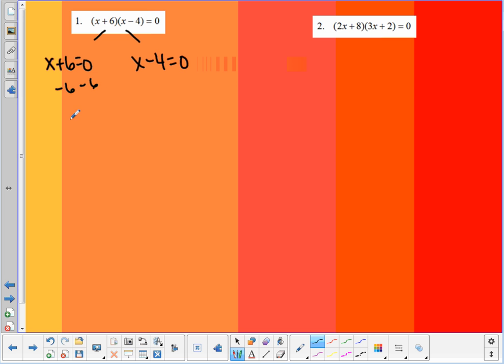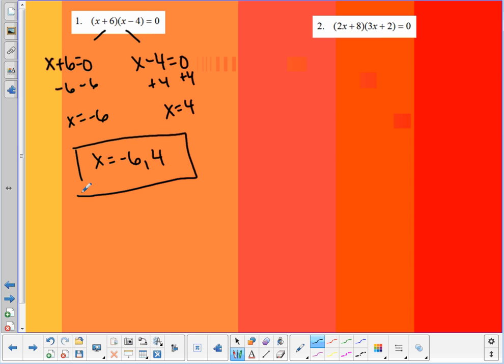Subtract 6, and I have x equals negative 6. Add 4, and I have x is equal to 4. So my two solutions are negative 6 and 4. Now, notice that there's a comma between them, but this isn't an ordered pair like we had in systems. This is two different x values that are both solutions. We just have two solutions to this equation. So I have x equals negative 6 and 4.